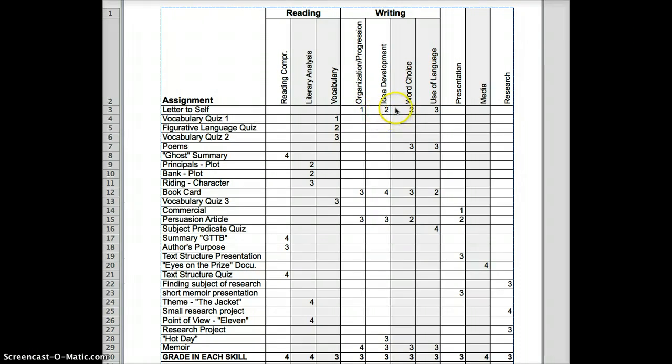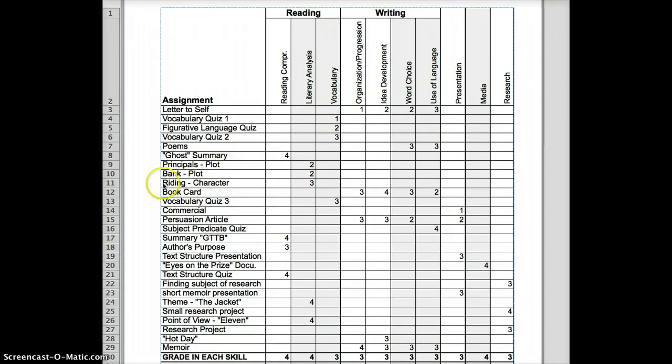They did better in idea development and word choice, although we're not where we want them to be. But in use of language, which has to do with conventions and other skills, they did pretty well. They did exactly what we've asked them to do. This is more helpful than getting a percentage grade because the student can see what they did well in, what they need to work on. The good news is that this is not the last grade that the student will receive in organization and progression.